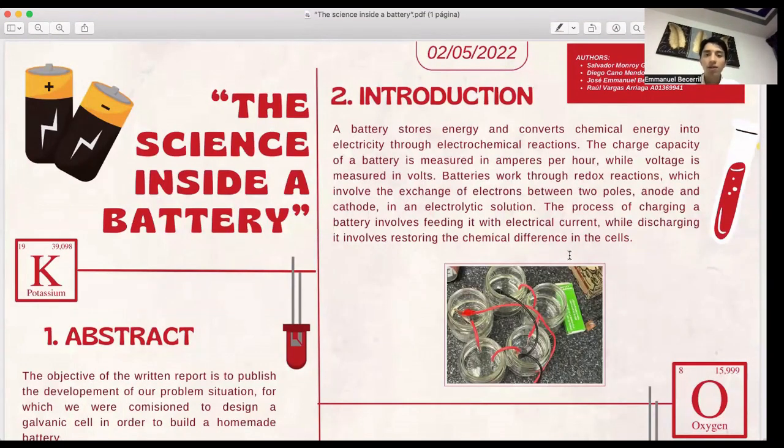Well, a battery stores energy and converts chemical energy into electricity through electrochemical reactions. The charge capacity of a battery is measured in ampere-hours, while voltage is measured in volts. Charging a battery involves feeding it with electrical current, while discharging it involves restoring the chemical differences in the cell.